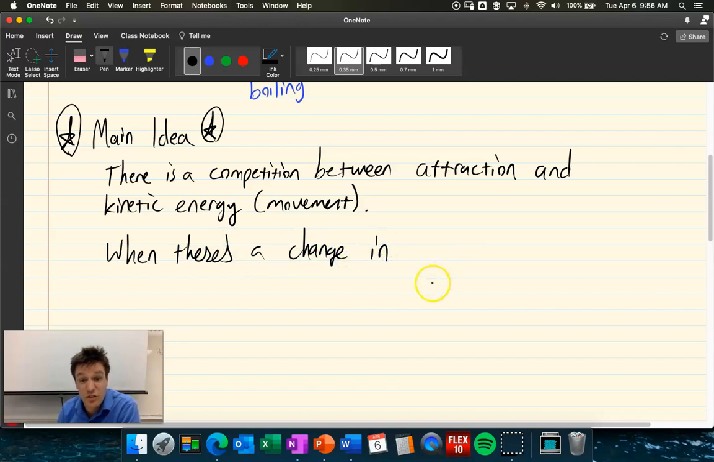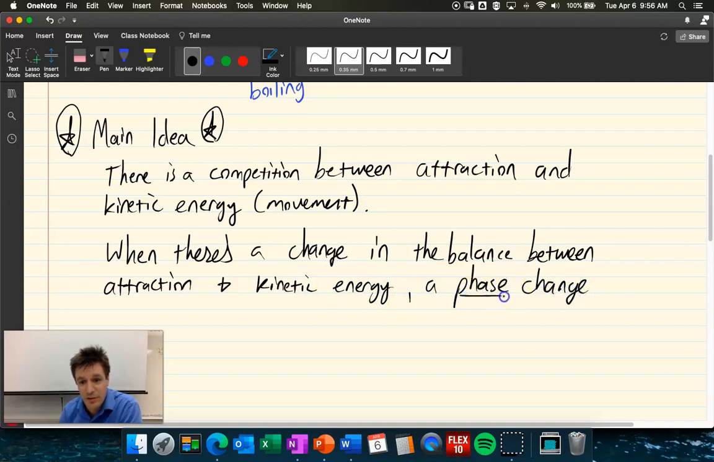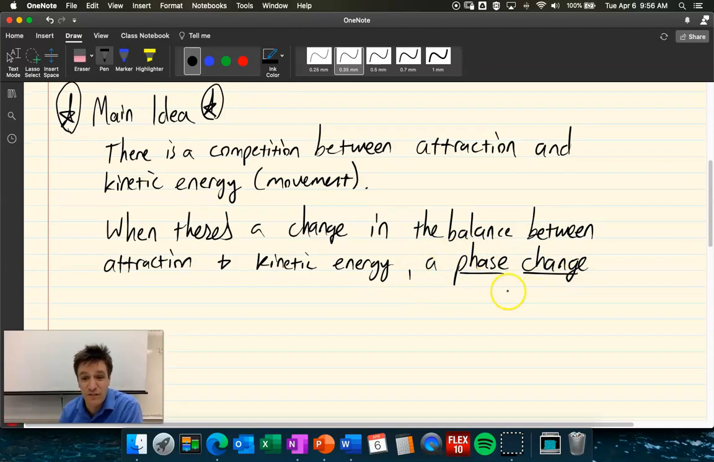Right, when there's a disturbance in the force, if you don't mind me saying so, then we get a phase change. When there's a change in the balance, and kinetic energy, a phase change can happen. And this, I guess, is another vocab word. All those things we did above, boiling, evaporation, etc., those are all phase changes.